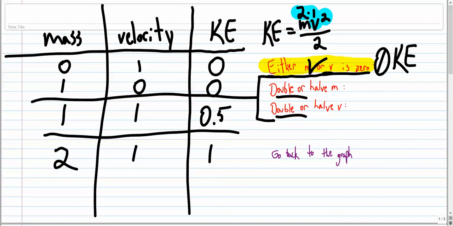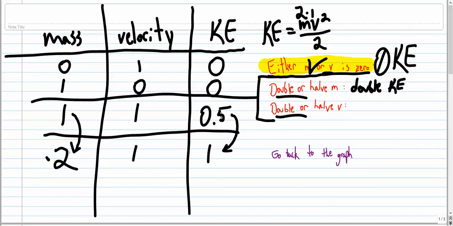But anyway, going back, if I double my mass, if I go from 1 to 2, and I leave my velocity the same, my kinetic energy went from 0.5 to 1. In other words, if I double my mass, then I double my kinetic energy. And likewise, what if I go from a mass of 2 down to a mass of 1? Then I go from a kinetic energy of 1 down to a kinetic energy of 0.5. So I either double or halve my kinetic energy. So that's that linear relationship.